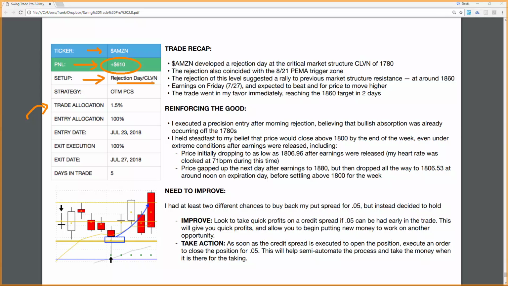Right here, rejection day, CLVN. That's the setup. It was a rejection day at a CLVN. What's the strategy I used? Slightly out of the money, put credit spread. Right? Trade allocation was 1.5%. Entry allocation was 100% of entry. The entry date was here. The exit execution was all out. The exit date was the 27th, and the days in trade was 5. Just very, very simple trade log to get you a quick understanding.